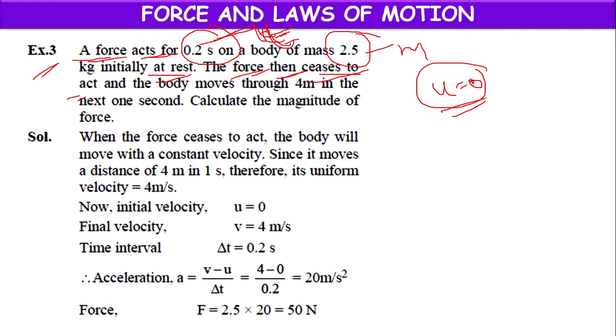After acting for 0.2 seconds, the force ceases to act, and the body moves through 4 meters in the next 1 second. Calculate the magnitude of force.